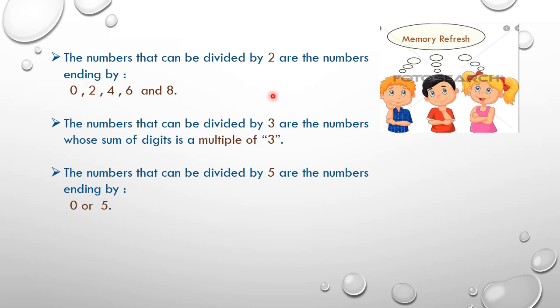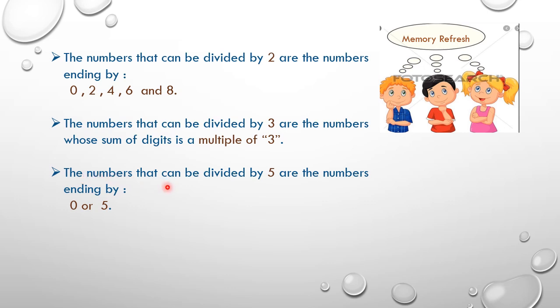The numbers that can be divided by 2 are the numbers ending by 0, 2, 4, 6 and 8. That is, the numbers whose one's digit is 0, 2, 4, 6 or 8 are the numbers that can be divided by 2. The numbers that can be divided by 3 are the numbers whose sum of digits is a multiple of 3. That means if we add the digits of the number and the result is a multiple of 3, then we can say that this number can be divided by 3.